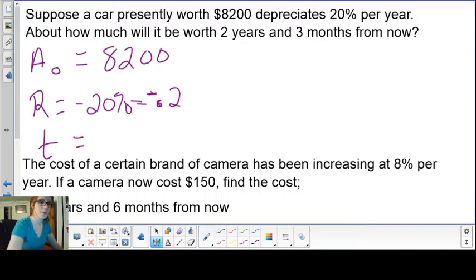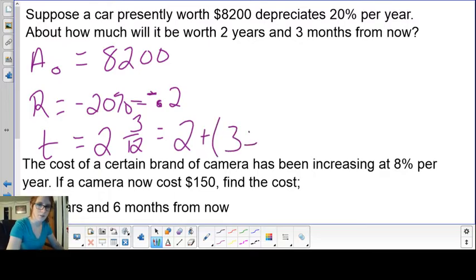Well, I have 2 years, and it's not 0.3 because it's 3 months out of 12. So in my calculator, I'm going to take 3 divided by 12. Or I'm going to hit 2 plus parenthesis 3 division 12. Which should give me 2.25.